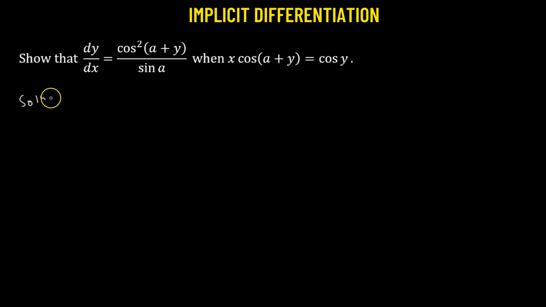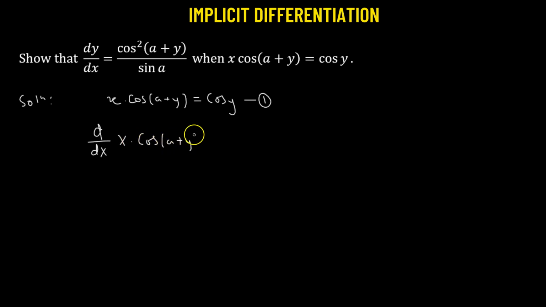So let's begin. We will consider our given implicit function, which is x times cosine of (a plus y) equals cosine of y. Let's label this as number 1. We'll take the derivative on both sides with respect to x. So we have the derivative with respect to x of x times cosine of (a plus y), which will be equal to the derivative with respect to x of cosine of y.